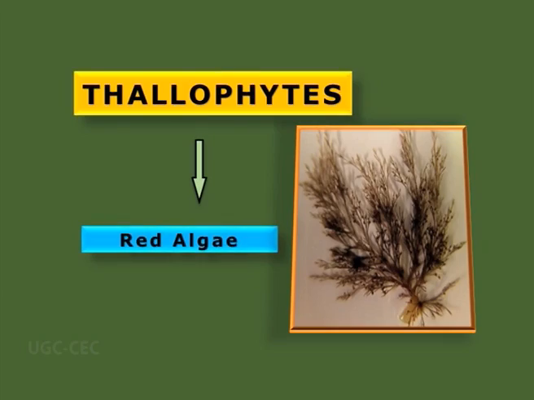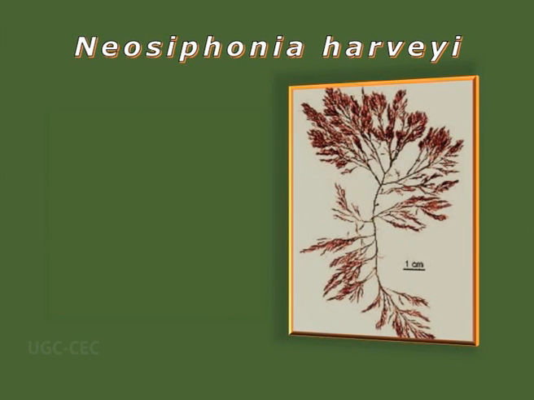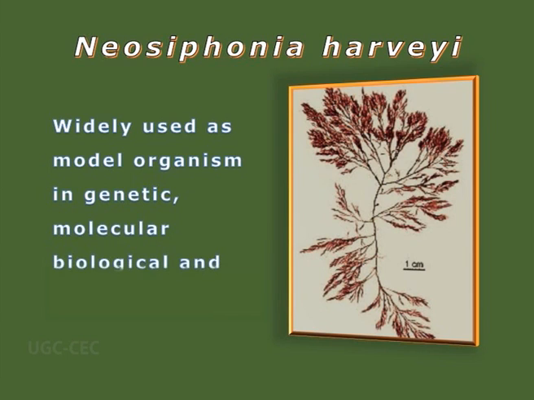The next member of the Thallophyta is red algae. The member is Neosiphonia harveyi. It is widely used as a model organism in genetic, molecular and biological speciation studies.